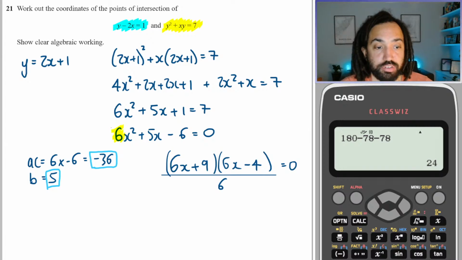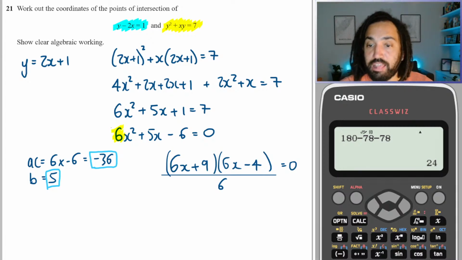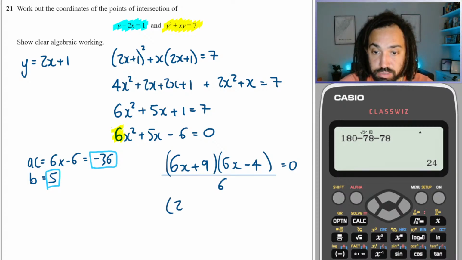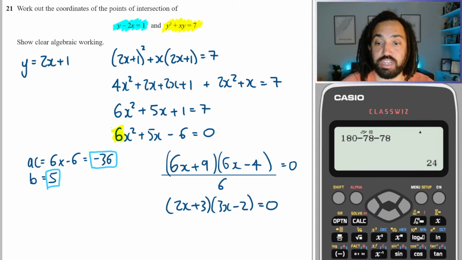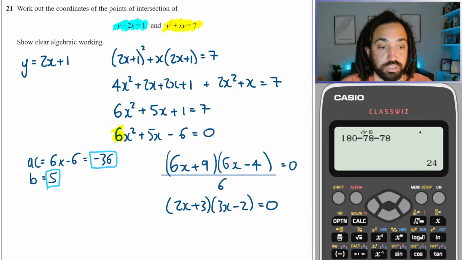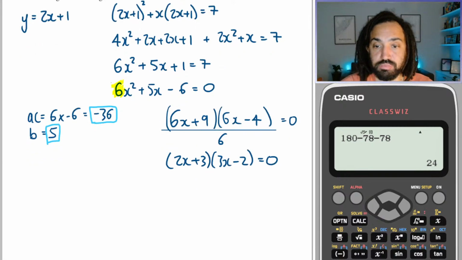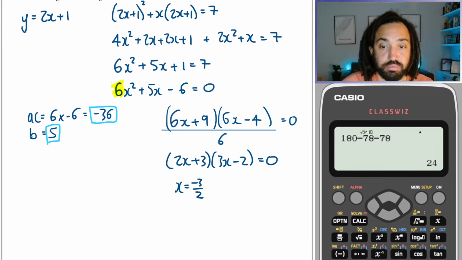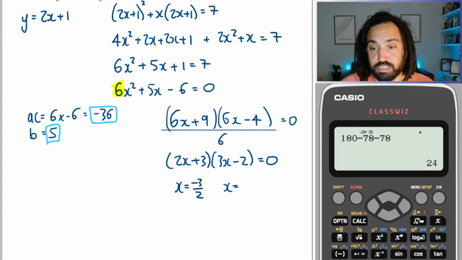We can't divide either of the brackets directly by 6. So instead we're going to divide one of them by 3 and one of them by 2. That will do the job. So I divide the first one by 3 and the second one by 2. And that perfectly divides everything by 6, and that is the factorised form. Okay, so this gives me x is equal to minus 3 over 2, and x is equal to 2 over 3.